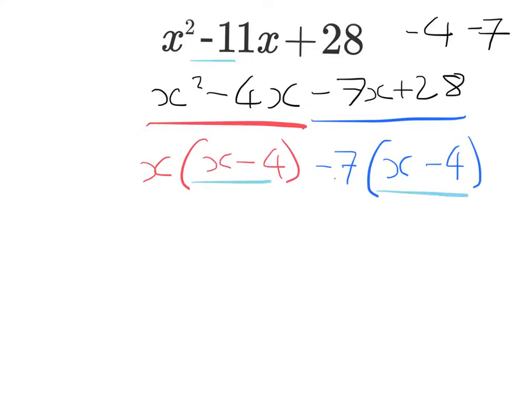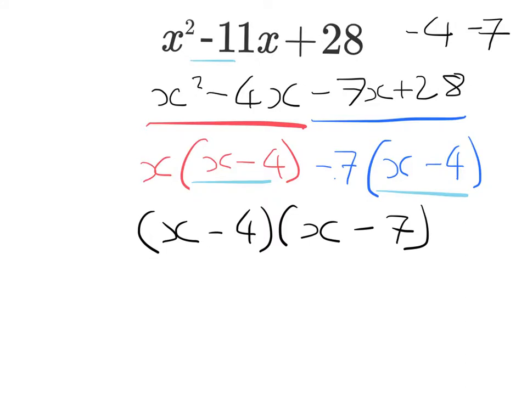So I can take out my common factor of x minus 4, and I'll be left with, well, what have I multiplied it by? X minus 4 has been multiplied by x in the first case, and minus 7 in the second. Again, quickly multiplying out, x squared plus 28 minus 7 minus 4, well, that tidies up to give me minus 11.